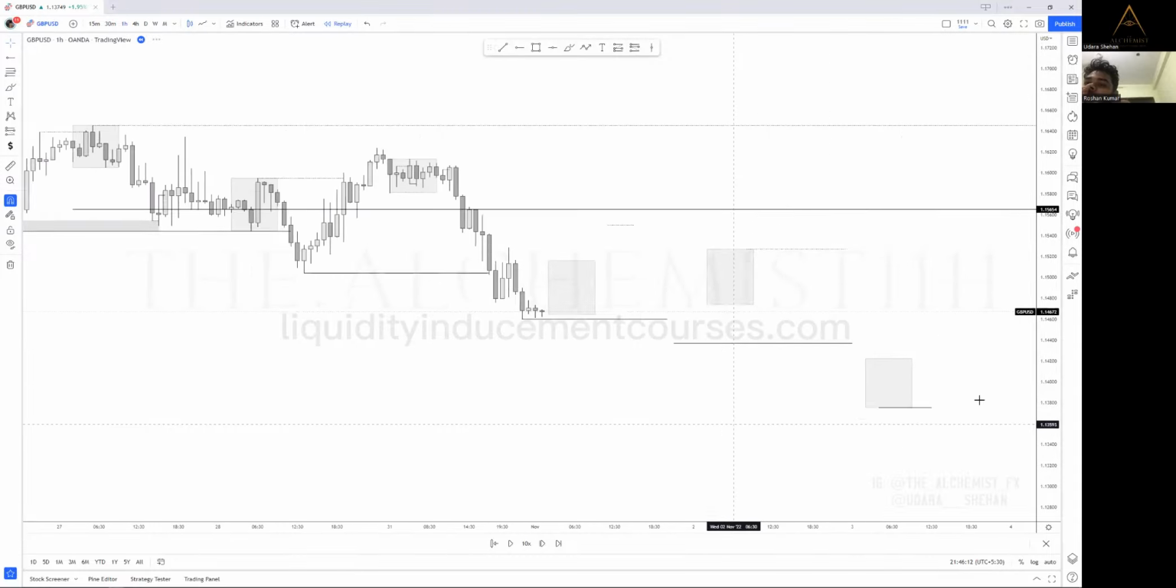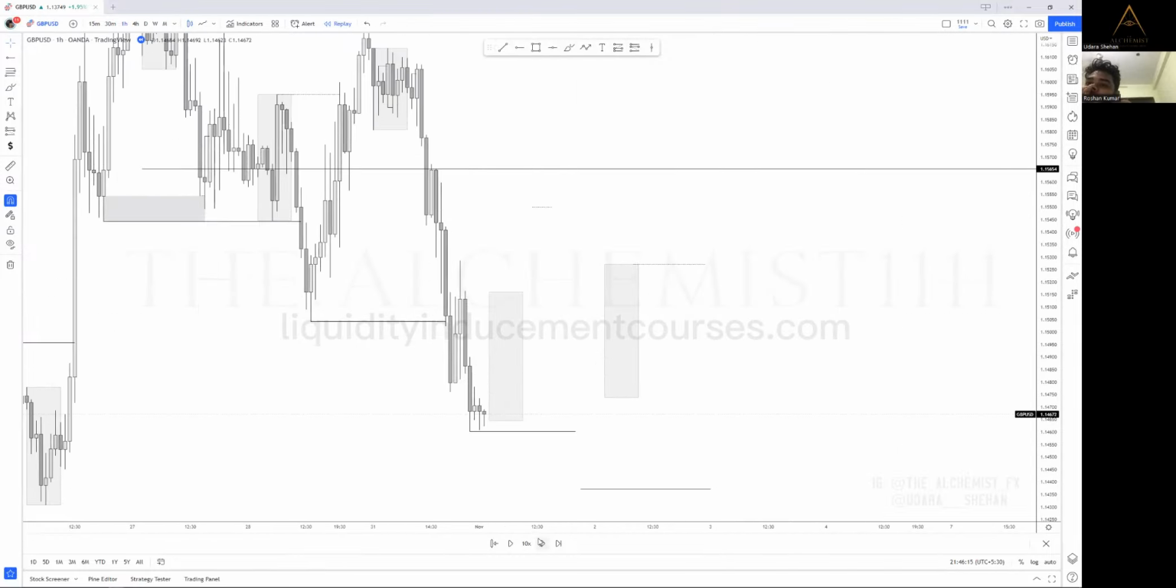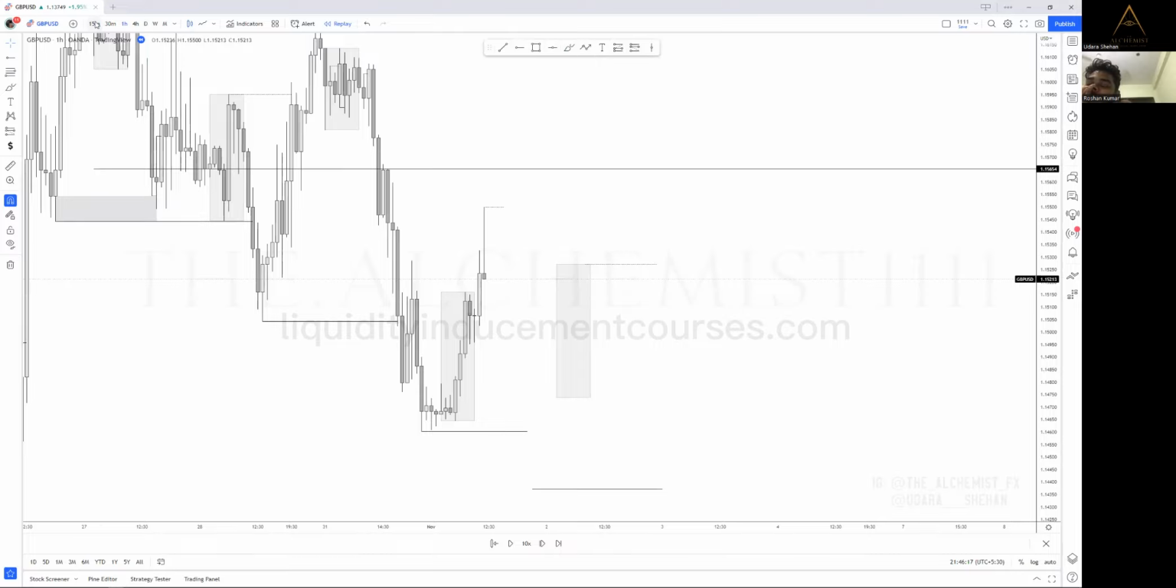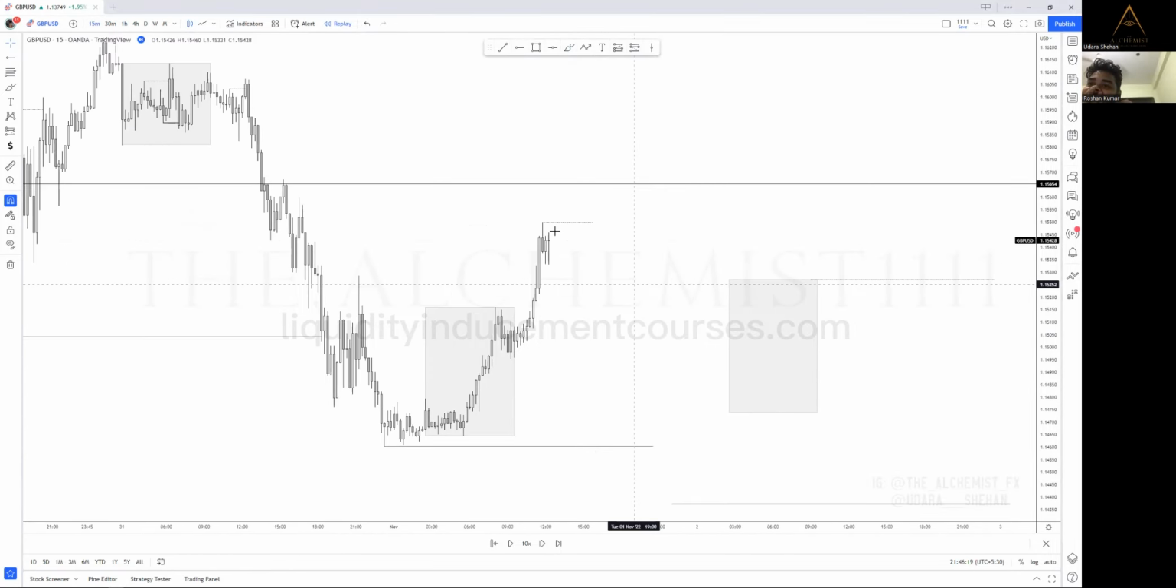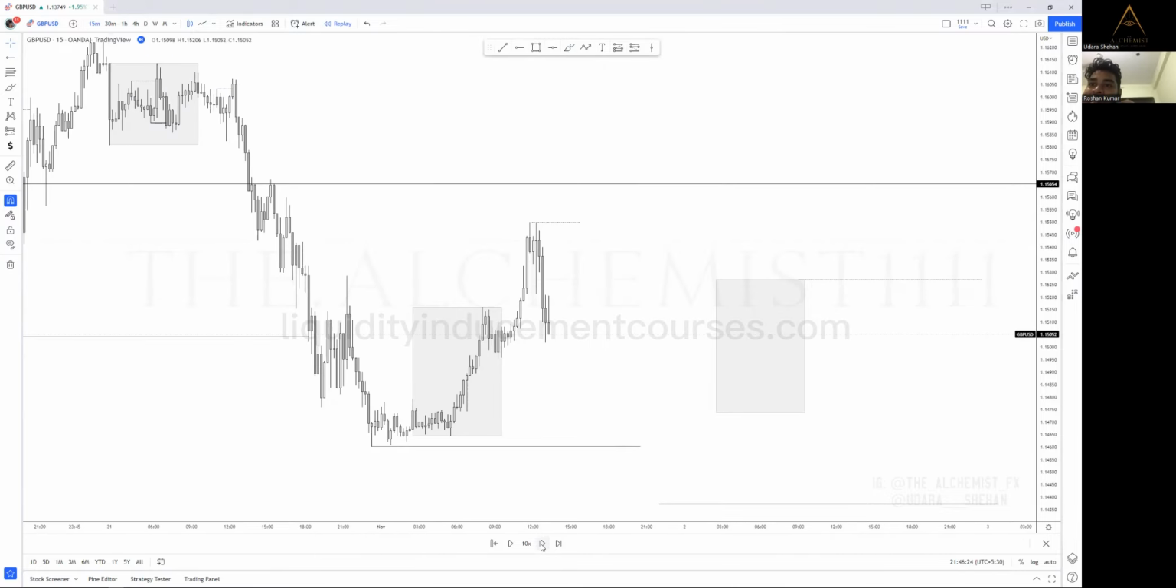Let's check what's gonna happen. Okay, look what's gonna happen now. Okay, go to the 50-minute maybe. There we go. Liquidity building up below it. Expect news to come here. Okay, expect news to come here, not London, because we have high impact news coming.